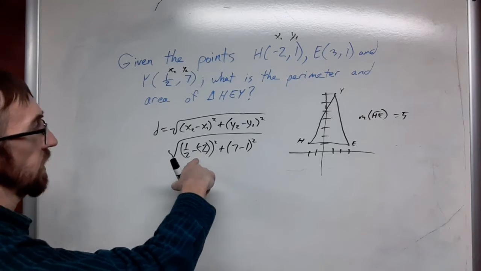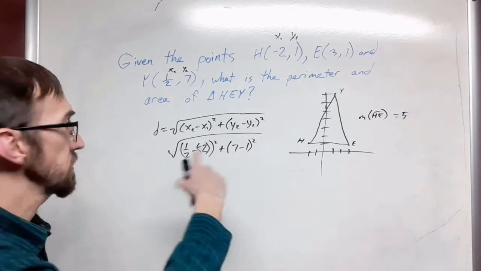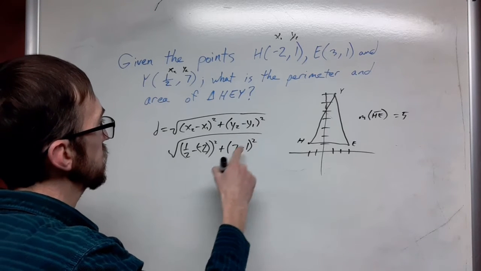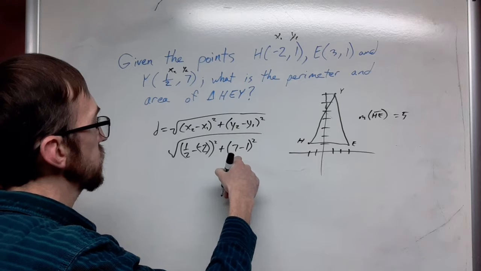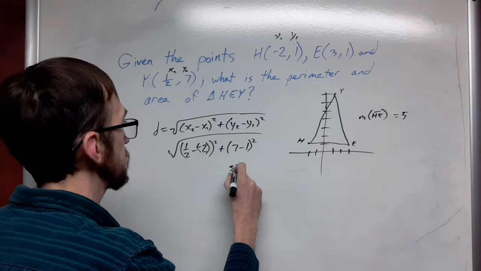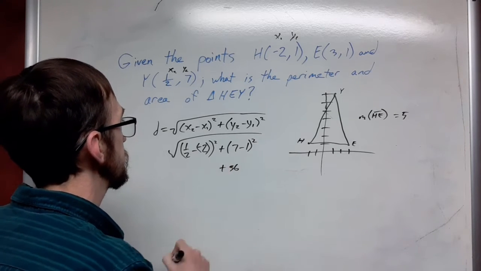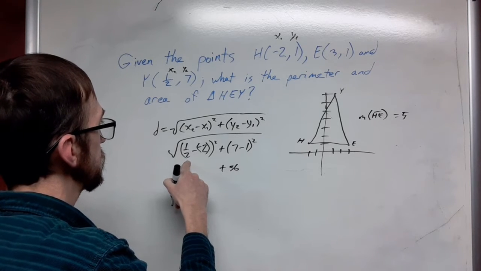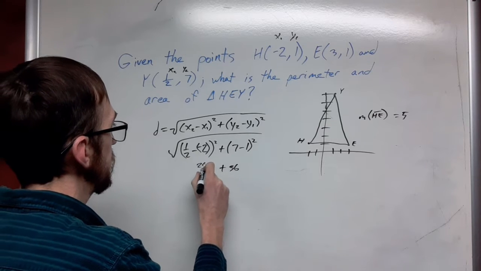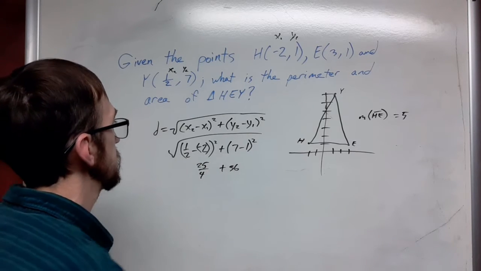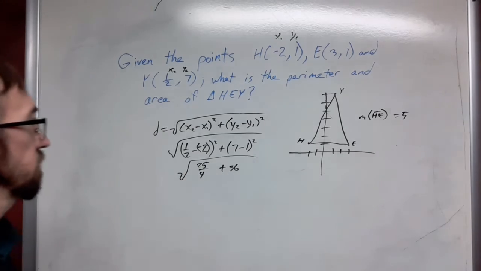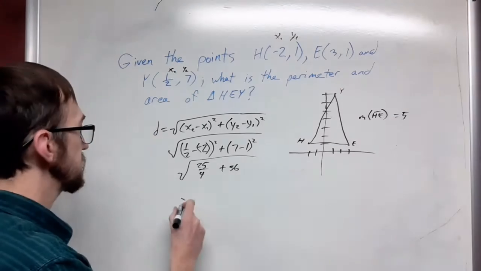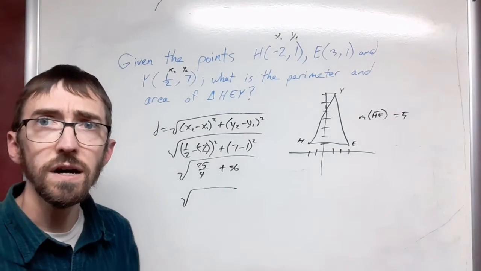Okay, so I have double negatives here, so watch that. They're actually going to be added here. So I have 2.5 squared here, and I'm going to have 6 squared here. 6 squared is pretty easy. That is 36. 2.5 squared here is going to be 25 fourths. And this is all under the square root sign here. And so we need to add these together and then take the square root of that.